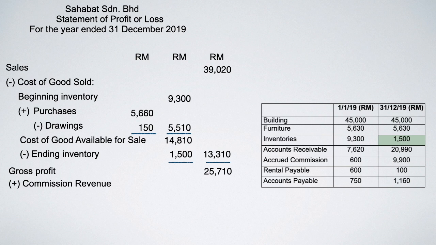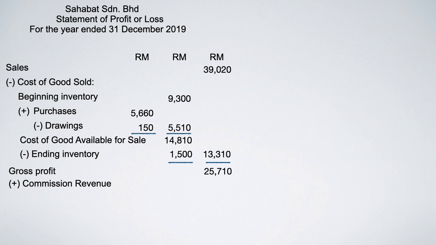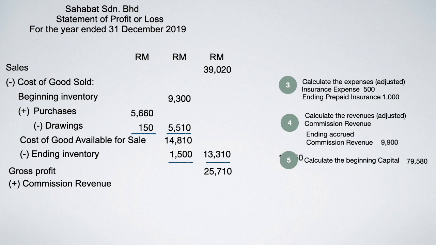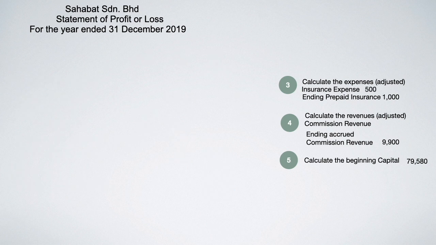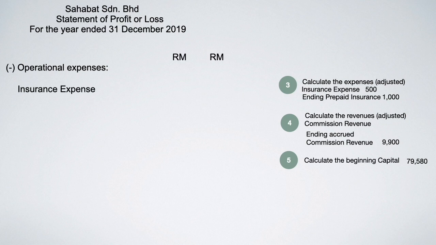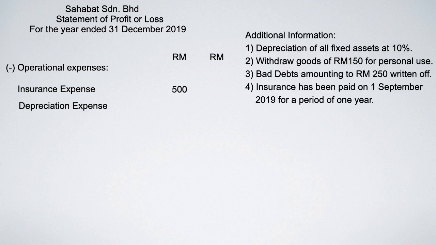Okay, next we will plus the commission revenue. Okay, macam mana kita nak dapat commission revenue? Kita dah kira tadi. So just ambil saja 10750 and then continue. So next we will put the operational expenses. Now we have the first one is insurance expense. As calculated just now, the insurance expense incurred during the year is 500. And then apa lagi? Depreciation expense.